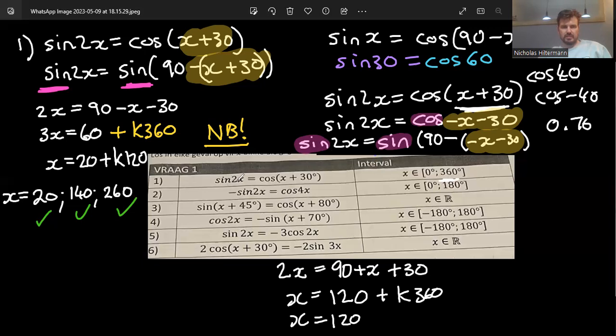So sine 240, if I put it in the calculator, will give you negative square root of 3 over 2. And if I put cos 150, cos 150 will give you also negative square root of 3 over 2. So we tested, so that one's also right. So we've got these 4 solutions here.